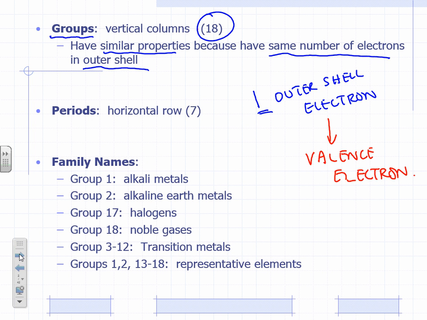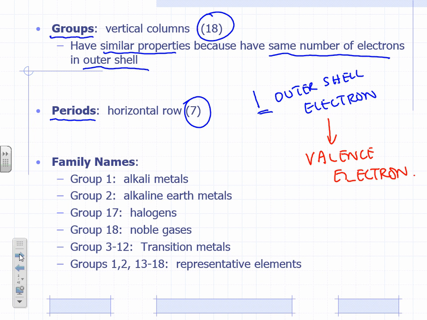Okay, the horizontal rows are called periods. And currently, there are only 7 periods in the periodic table. That's because we've discovered up to element 118. So element 118 is actually the last row, the 7th row in the last group, the 18th group. So element 119, when that's discovered, if indeed it's discovered, I'm sure it will be, then we'll need another row of the periodic table.